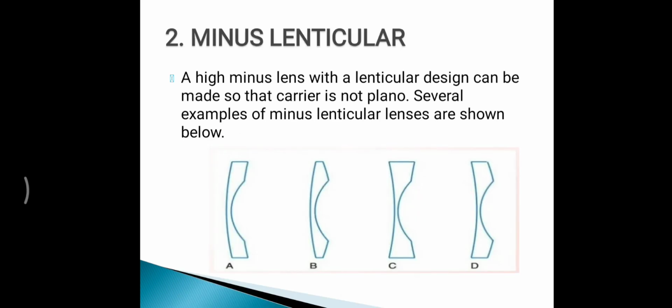You can see the difference between myodisc lenticular and minus lenticular lenses is the carrier. In myodisc lenticular it's plano, but in minus lenticular the carrier is not plano. Because of that we can get even thinner lenses, as you can see in the picture.